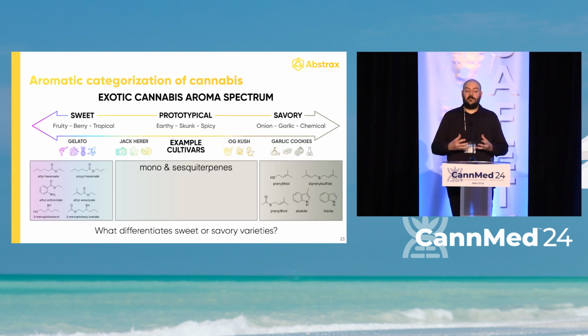And so with this, we've been able to expand our understanding of the exotic cannabis aroma spectrum and start fleshing out what is sweet exotic cannabis, what are the compounds responsible for fruity, berry, tropical, unique citrus notes, as well as on the savory side, what's responsible for those onion, garlic, chemical notes, and get a broader, more in-depth understanding of why exotic cannabis smells and tastes the way it does.